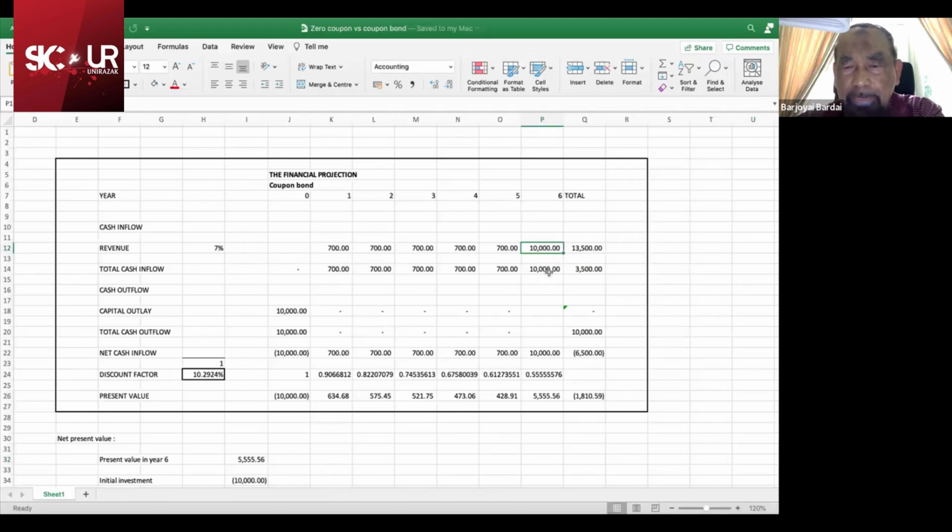Remember, the cash that we are getting at the end of year 5 or beginning of year 6 is no longer worth 10,000. It is only worth 5,500.